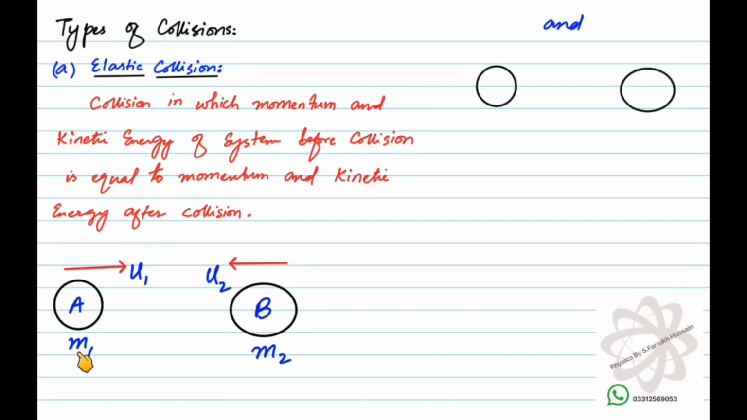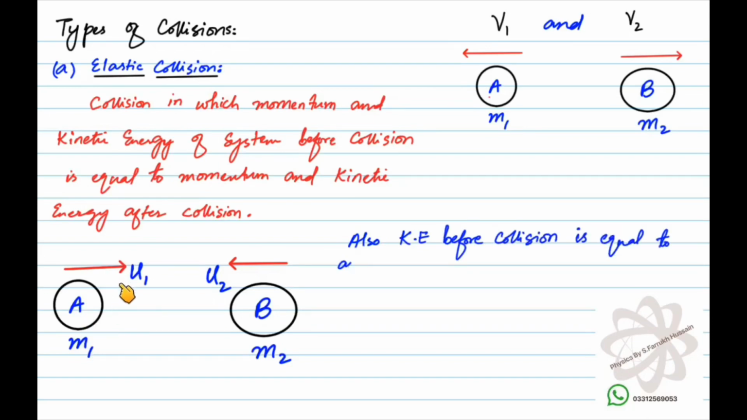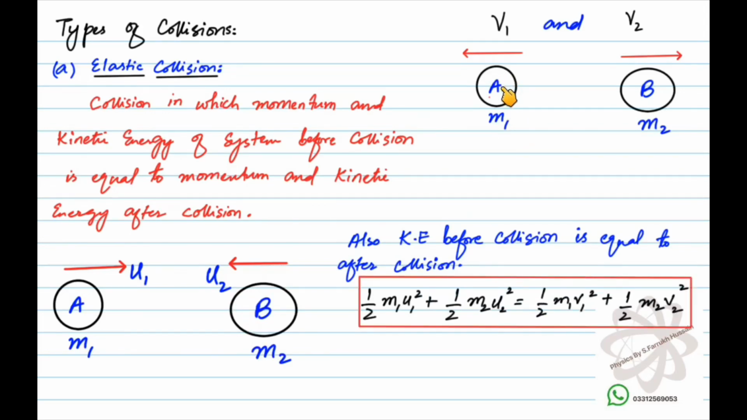As you can see, before collision the kinetic energy of this object is half m1 u1 square. Similarly, of object B will be half m2 u2 square, and after collision the kinetic energy of object A is half m1 v1 square, and kinetic energy of object B is half m2 v2 square. So according to the situation of elastic collision, we will say half m1 u1 square plus half m2 u2 square, which is the kinetic energy before collision of the system, is equal to half m1 v1 square plus half m2 v2 square, which is the kinetic energy of the system after collision. So this is for elastic collision.